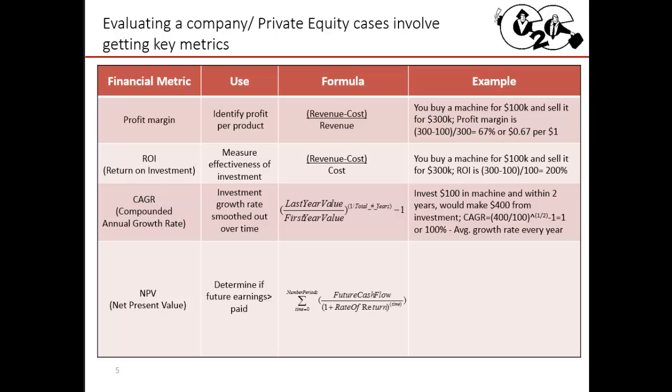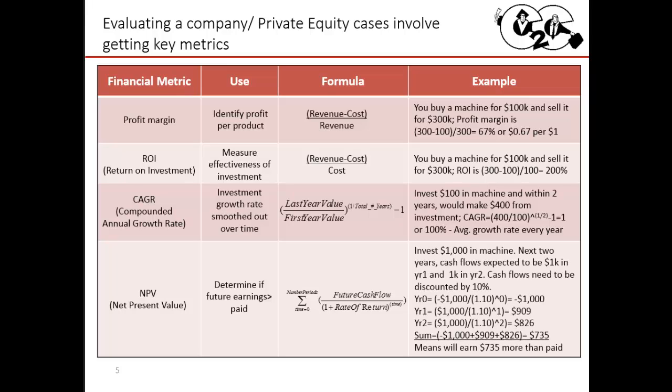So here is the equation. It's the sum of cash flow divided by 1 plus the rate of return for that time, for that year. Okay? Again, the sum of cash flow, cash, not revenue, cash flow, divided by 1 plus the rate of return by that time. So here's an example.